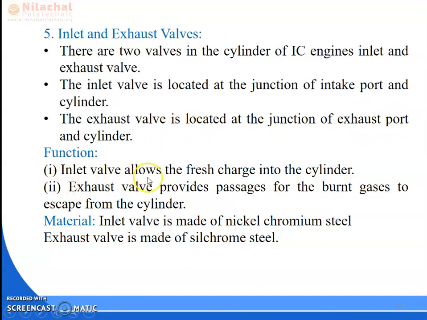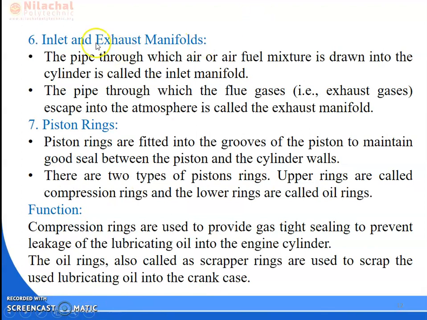So what does the inlet valve do? The inlet valve allows the fresh charge to enter into the cylinder. The exhaust valve provides the passage for the burnt gases to escape from the cylinder. What is the material? The inlet valve is made of nickel chromium steel and the exhaust valve is made of silicon steel. Then the inlet and exhaust manifold. As I said, the inlet manifold is the house of the inlet valve, and the exhaust manifold is the house of the exhaust valve.